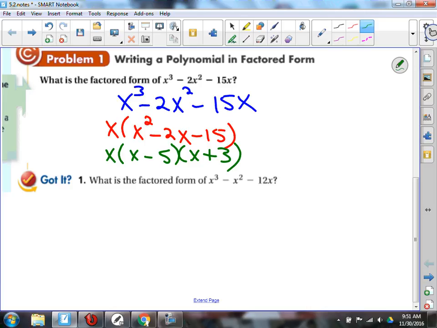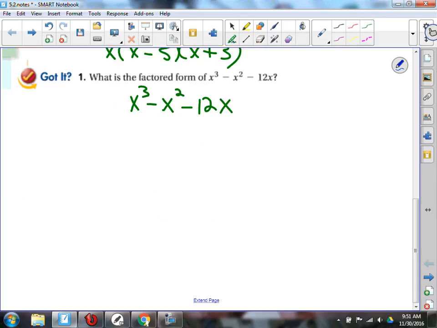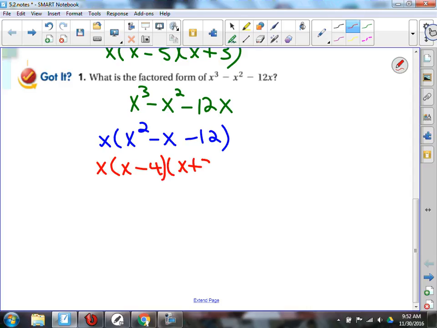So if we look at this guiding, we got this x cubed minus x squared minus 12x. It's real similar to the last one. Factor out an x, that's x squared minus x minus 12. And again, we could factor that further still: x times x minus 4 times x plus 3. Okay? I would expect at this point that you all would be really comfortable with factoring those kinds of expressions.